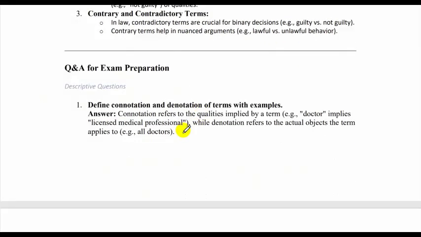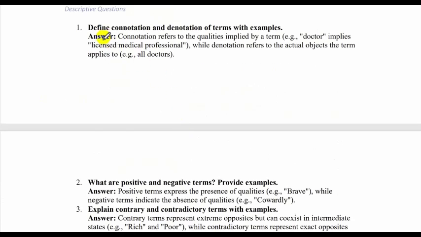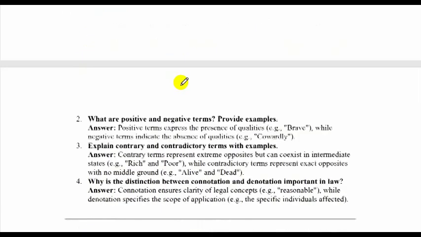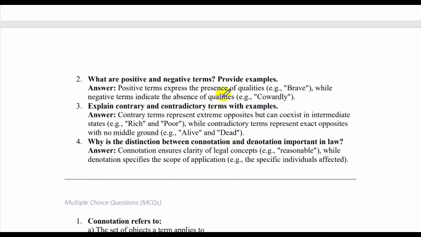Let's look at some of the question answers. Define connotation and denotation of terms with examples. Answer. Connotation refers to the qualities implied by a term. Doctor implies licensed medical professional. So this is connotation for a doctor, while denotation refers to the actual objects the term applies to. That is all doctors.